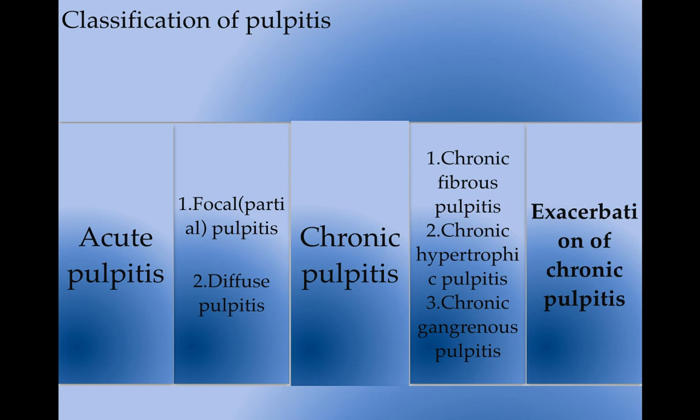Classification of pulpitis. There are mainly 3 types of pulpitis: acute, chronic, and exacerbation of chronic pulpitis. Acute pulpitis is divided into local and diffuse pulpitis. Chronic pulpitis is divided into chronic fibrous pulpitis, chronic hypertrophic pulpitis, and chronic gangrenous pulpitis.